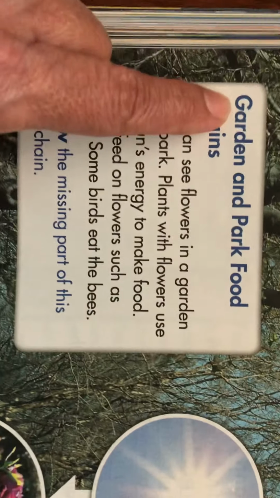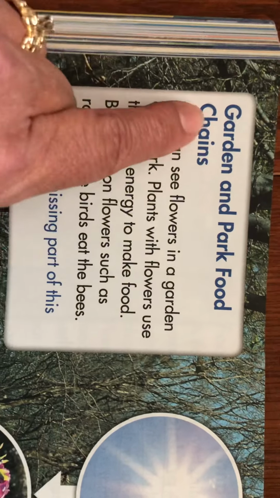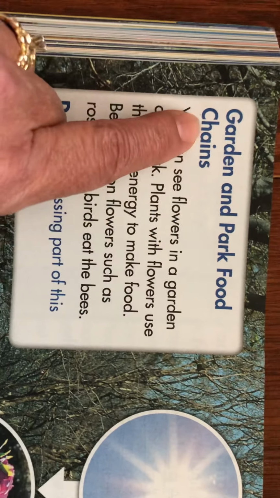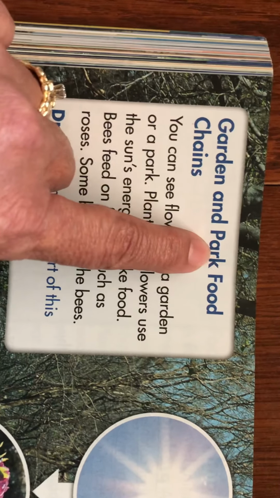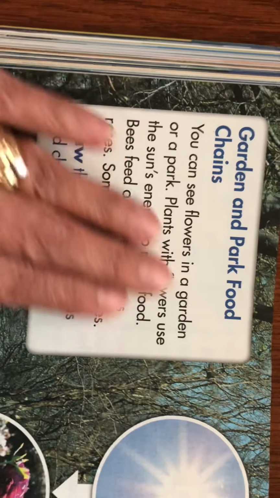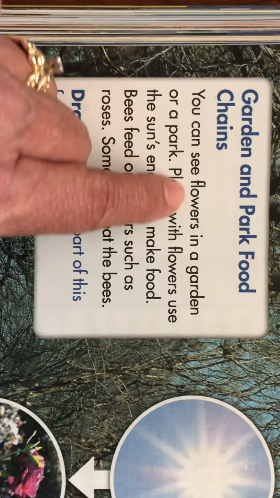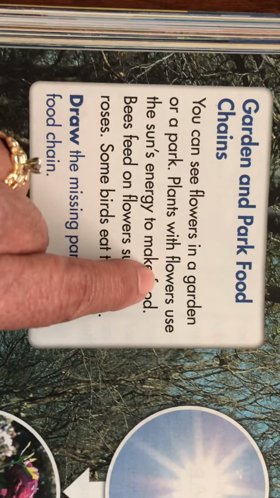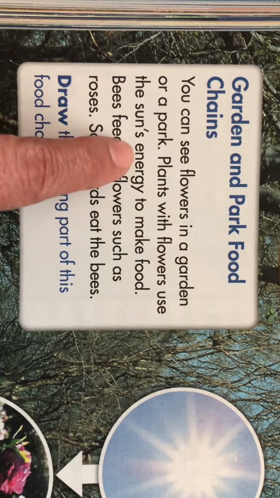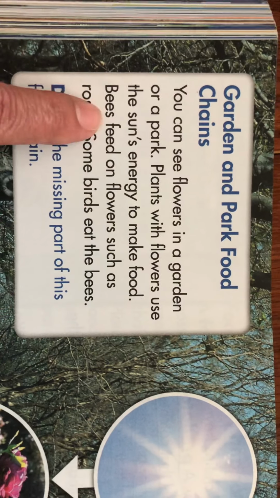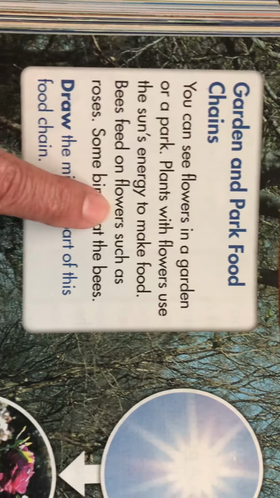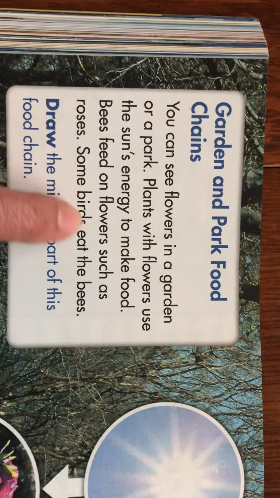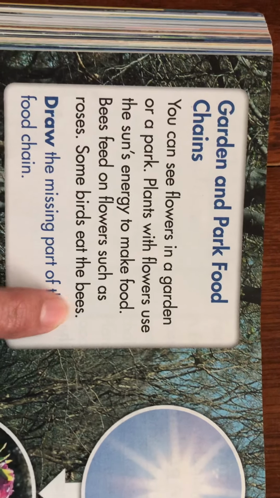The subtitle here is Garden and Park Food Chains. There's a garden chain and there's a park chain. And this is going to tell us about it. You can see flowers in a garden or a park. Plants with flowers use the sun's energy to make food. Bees feed on flowers such as roses. Some birds eat the bees.